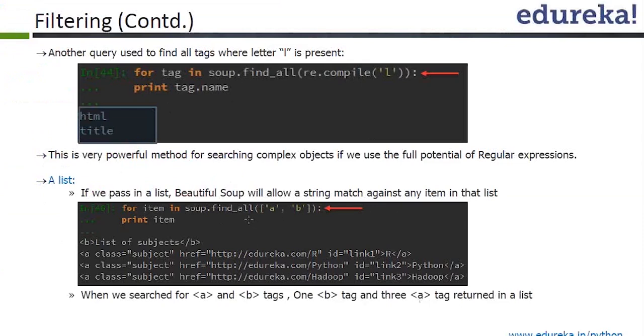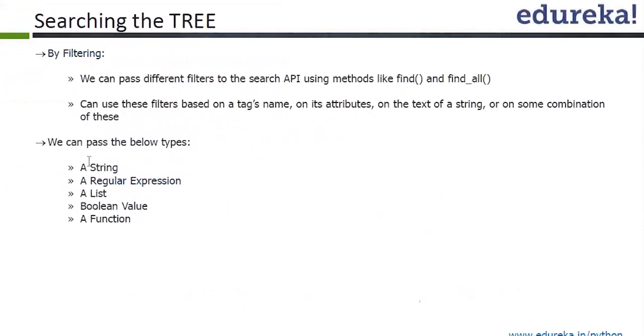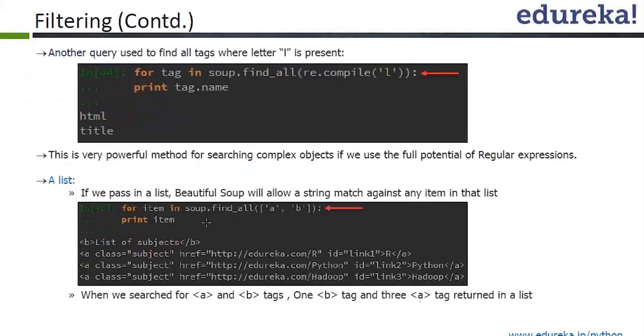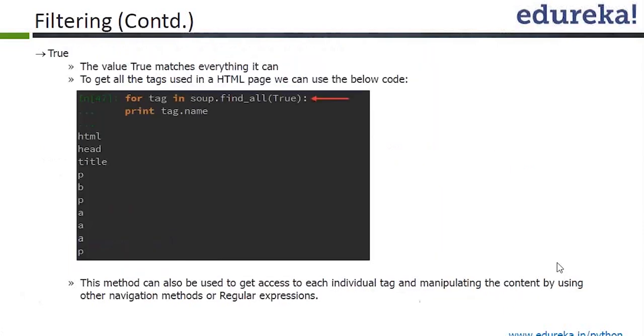So you can also do it if you have to pass a list. So basically, we can pass a string, a regular expression, a list, a boolean value, a function. So that's what I've done here. I'm passing a list in this case, okay, in my find_all, and I'm finding the items. If I say a and b, it'll give me everything whose tag is a and b. And here for soup.find_all True, that means everything will match. If I say tag.name, it'll give you the tag names.